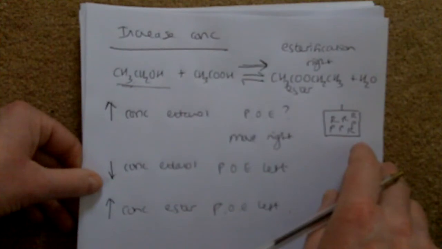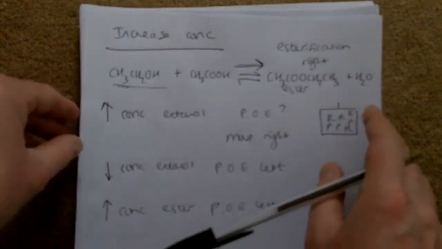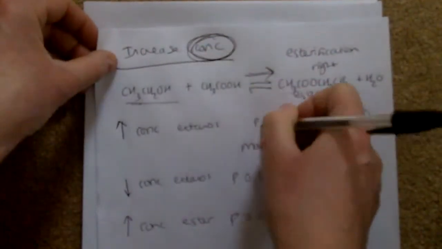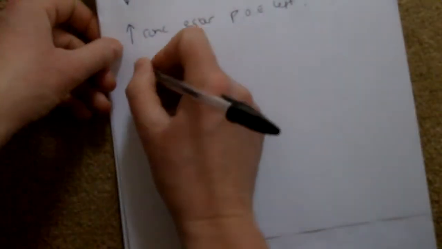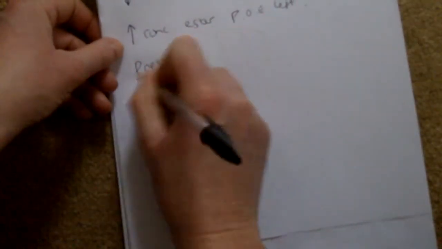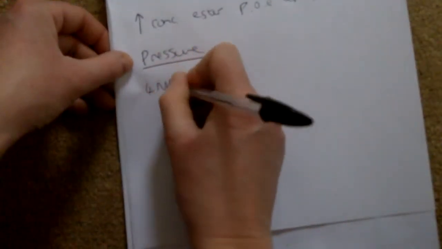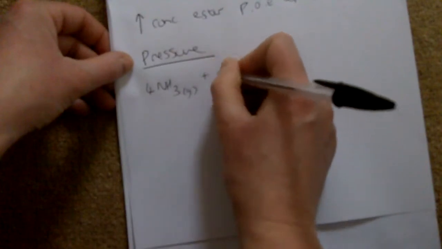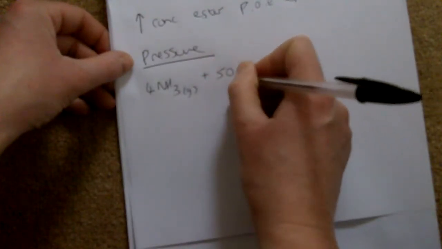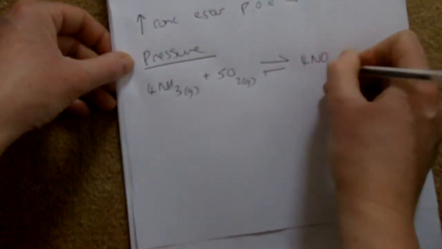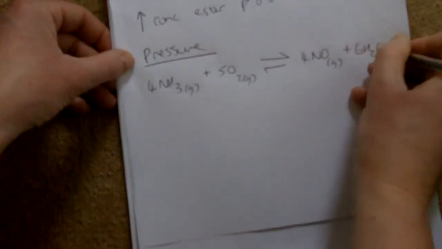Here's another question. That's concentration, the effect of concentration on equilibrium. What about the effect of pressure? Pressure is only for gases. So we're going to take this reaction here: ammonia, 5 oxygens, plus 6 waters, all gases.